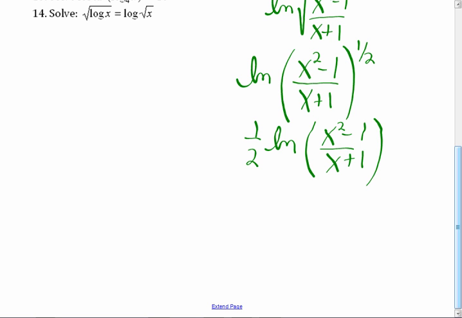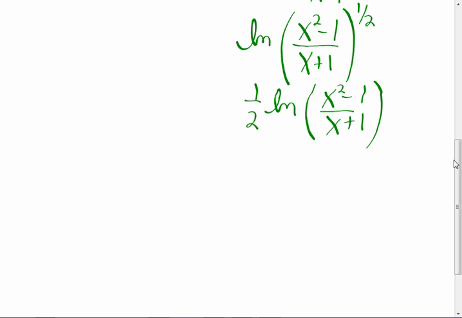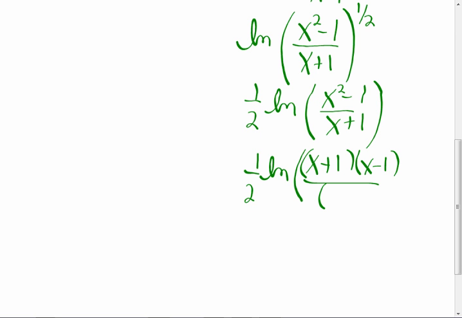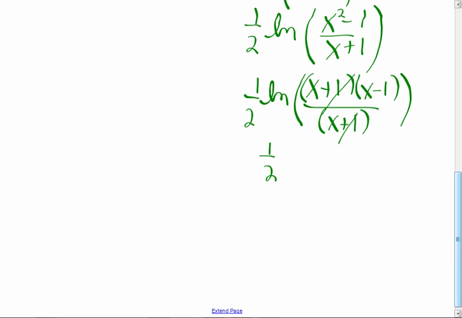And can you now reduce that? Yes. But in the reducing process, you are changing your domain. The domain for this final one will be different, maybe different than the first one. It may not be, I don't know. I'm just saying you have to go to the original problem to find the domain. This is what? X plus 1, x minus 1 over x plus 1. And what happens to x plus 1? So it's 1 half log of x minus 1, provided that x is not equal to negative 1.